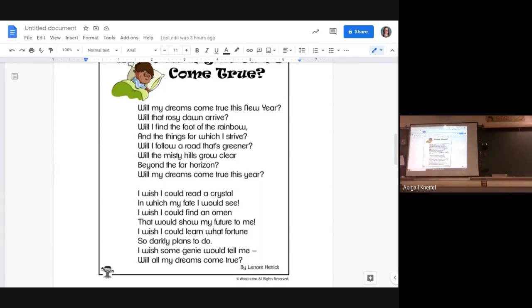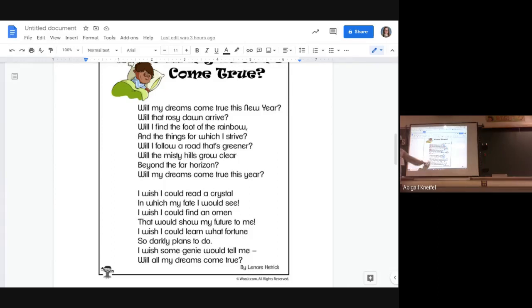All right, now we have, I wish I could find an omen. After G would be what, my friends? H. Are there any other things for H? No. How about, I wish I could learn what fortune? Yeah. After H, it would be I. And then we have do, and true. So those are both what? J. Do and true are J. So for this stanza, we have F, G, H, G, I, J, G, J.